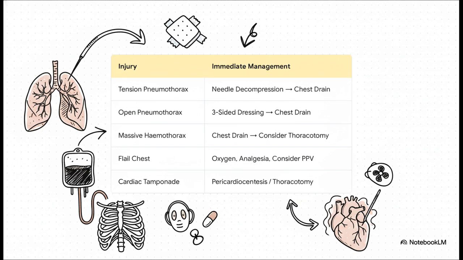You see a big sucking chest wound? That's an open pneumothorax. You slap a 3-sided dressing on it. Massive hemothorax. We're talking 1.5 liters of blood comes pouring out of the chest drain. You need that drain in, but you also need to be thinking about a thoracotomy, stat.